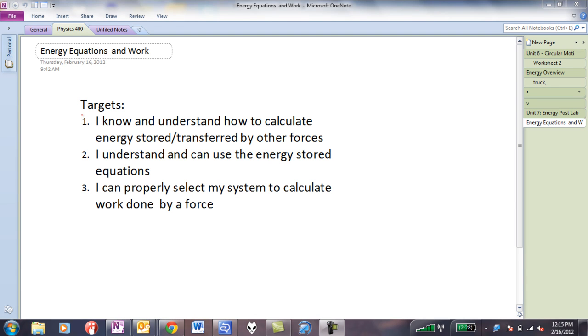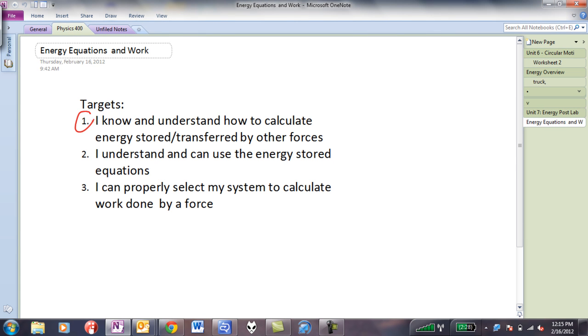So this is a continuation of basically yesterday's lecture. We mainly focused on number one, but number one was a little bit different for us because we looked at how to calculate energy stored transferred by a spring. That was worksheet number 2-ish that we just went over in class today. However, now we're going to expand this out to the other forces that are out there. So that's going to be the major one there. That's the biggest idea.